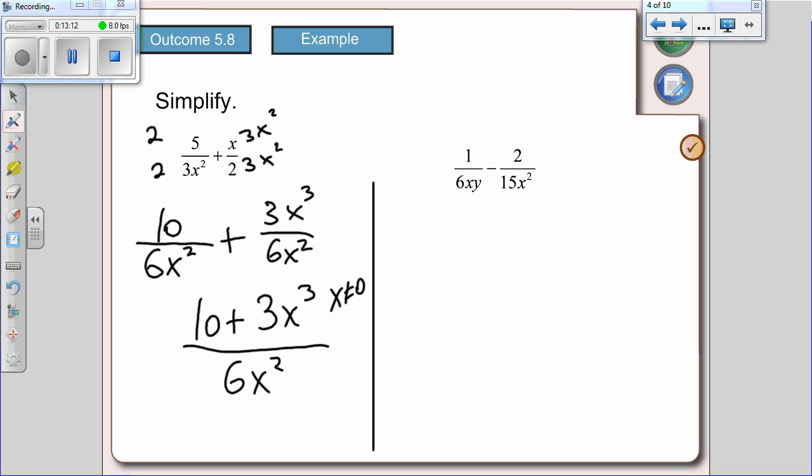That would be your final answer. There's nothing else you can do. Nothing can cancel because it's addition, not multiplication. And because it's addition, you have to be able to take that x out of everything, which you can't do. So you're stuck like that.